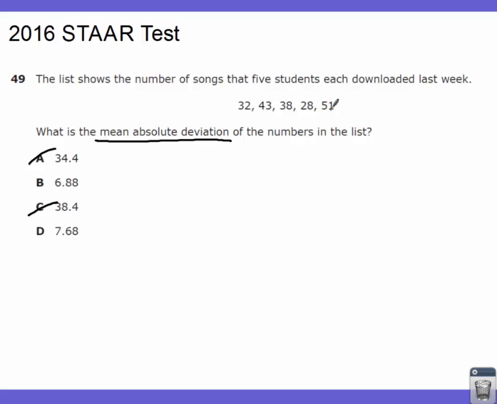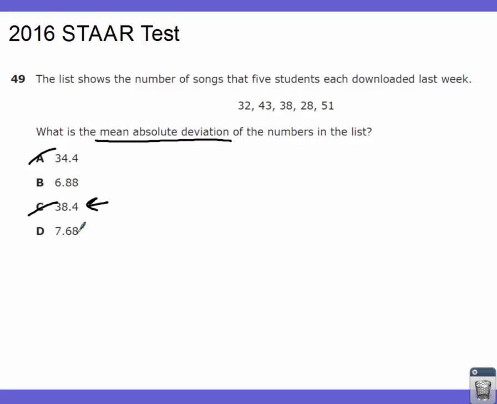Now when you calculate that out, the average of this is 38.4. That becomes our average. So if that is our average, we then calculate the difference each one of these numbers is away from this. And it can't be either one of those, so it's got to be either B or D.